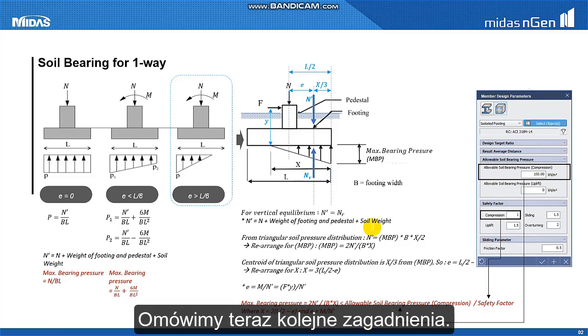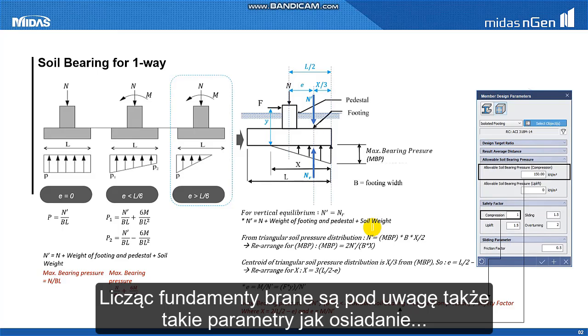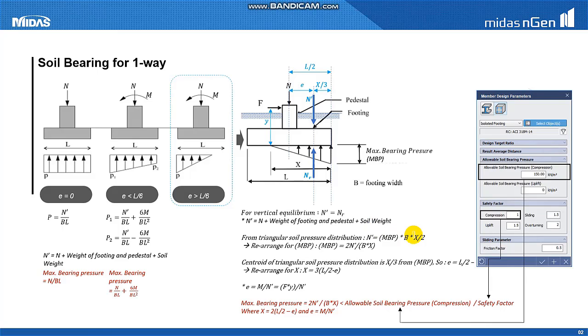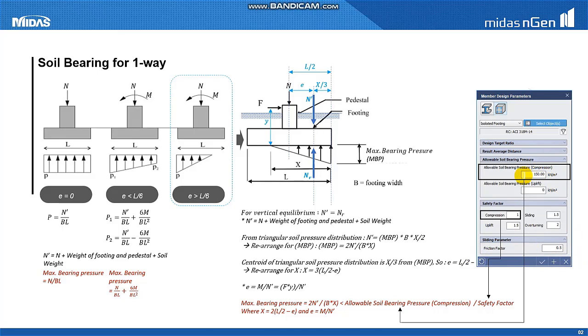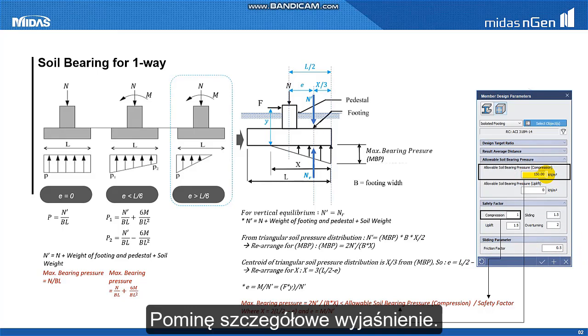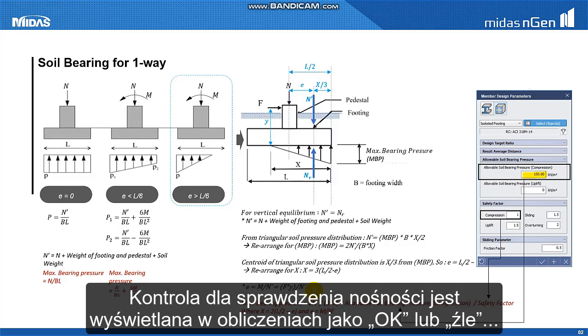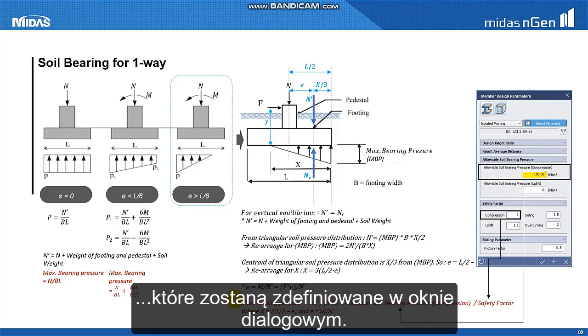The following is a review of the stability check. Soil bearing, overturning moment, and sliding are checked for stability. The first is the soil bearing check. The method of review is as follows. I'm not going to explain how to calculate soil bearing pressure here. The stability check for soil bearing is shown as OK or not good by comparing the allowable soil bearing pressure value set in the design parameters to the maximum bearing pressure.